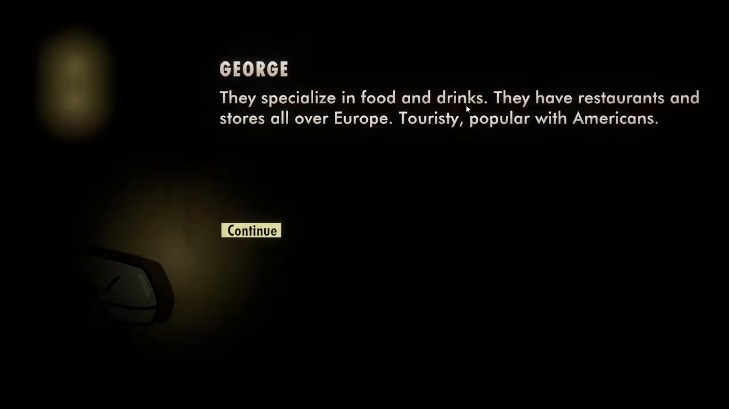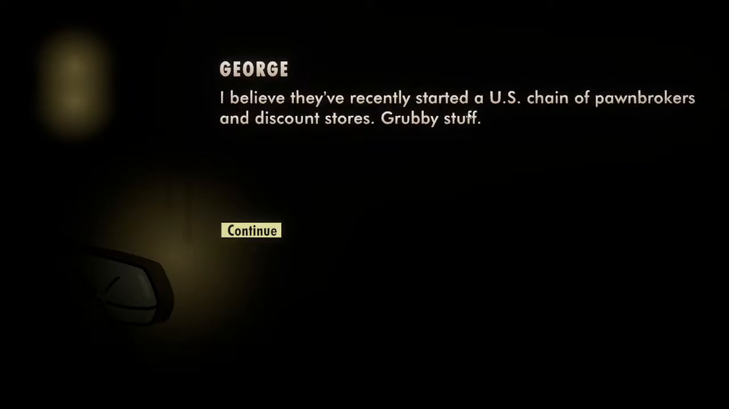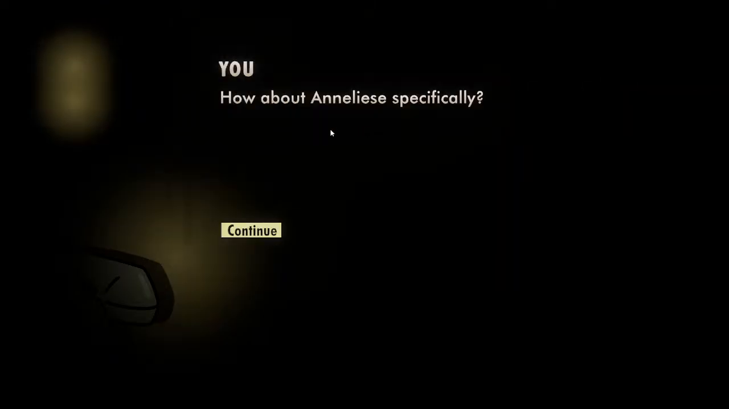They specialize in food and drinks. They have restaurants and stores all over Europe. Touristy, popular with Americans. I am American. And I apologize for that. Is that all their business interests? I believe they've recently started a U.S. chain of pawnbrokers and discount stores. Grubby stuff. How about Anneliese?